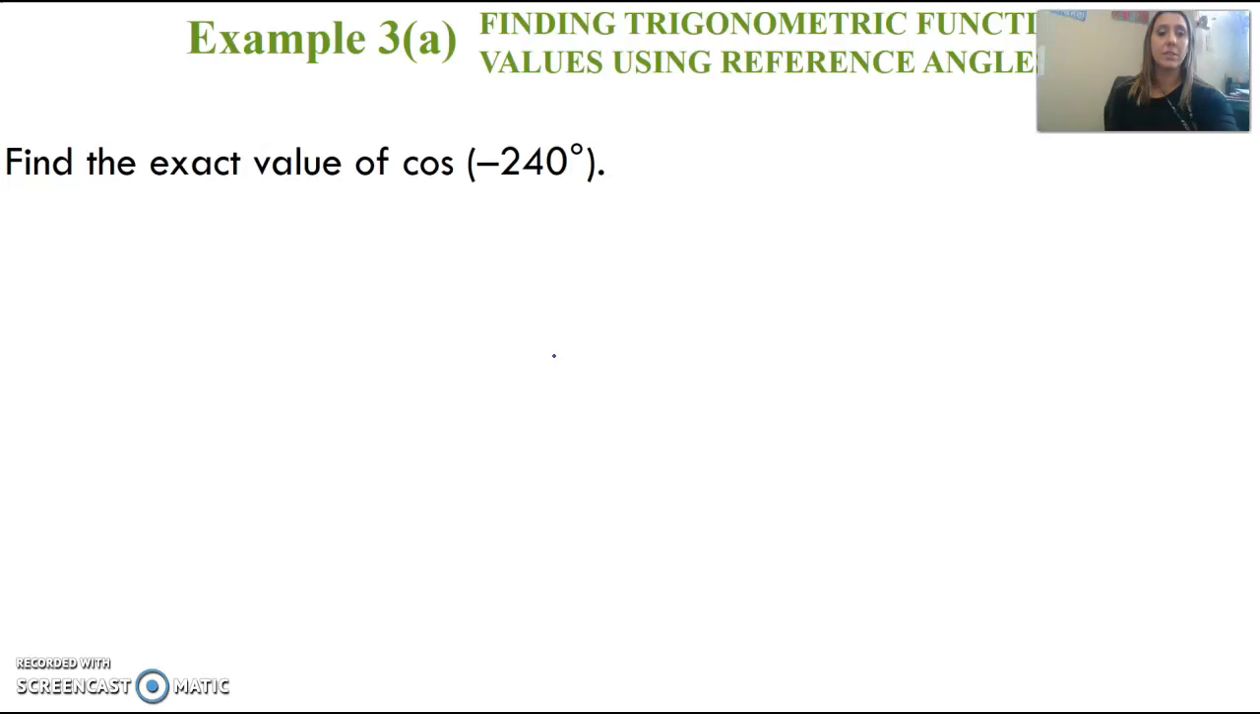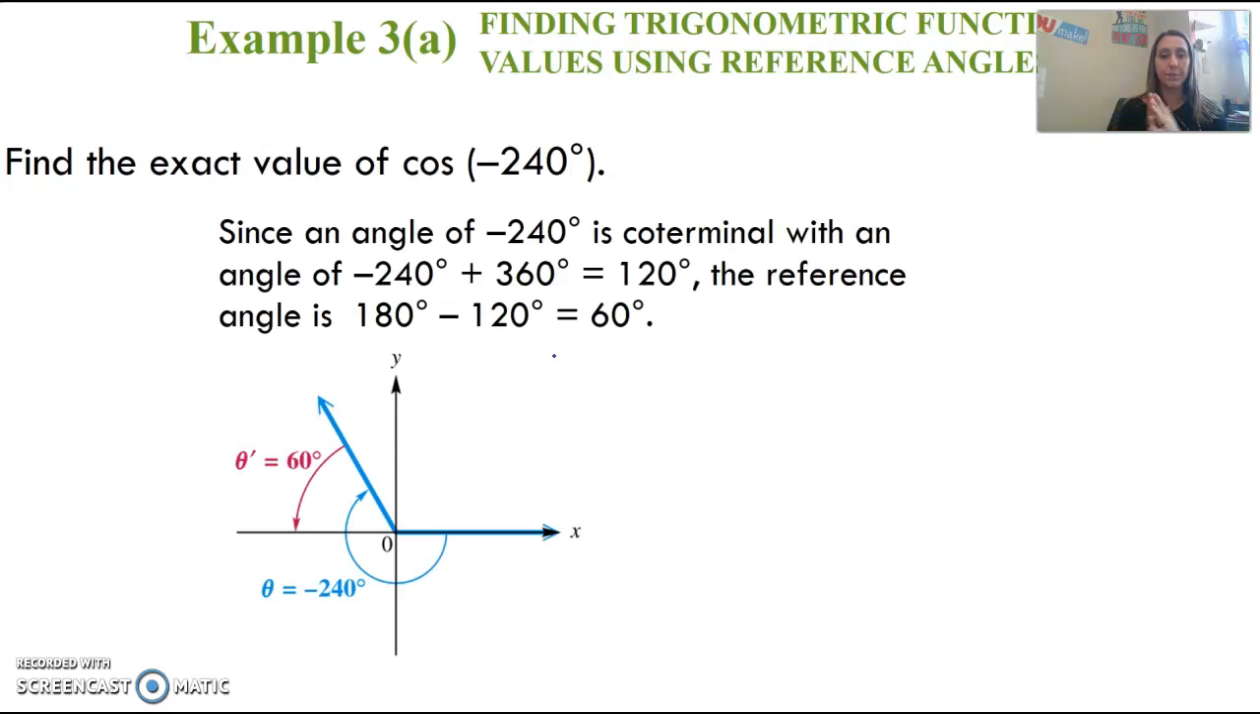All right, let's do another one. Let's do negative 240. So again, the first step that we want to do is find that coterminal angle that's going to be between 0 and 360 that's coterminal to negative 240. So we end up with 120. Then we find our reference angle. Our reference angle is going to be that 60 degrees. And so we're going to use that reference angle.